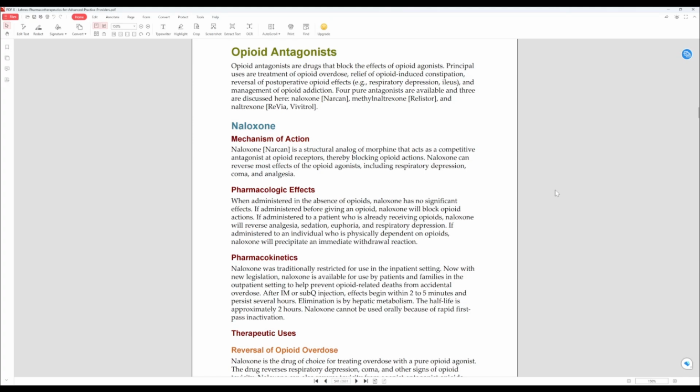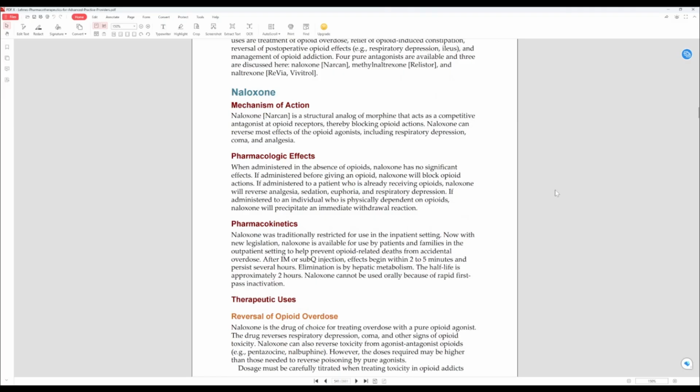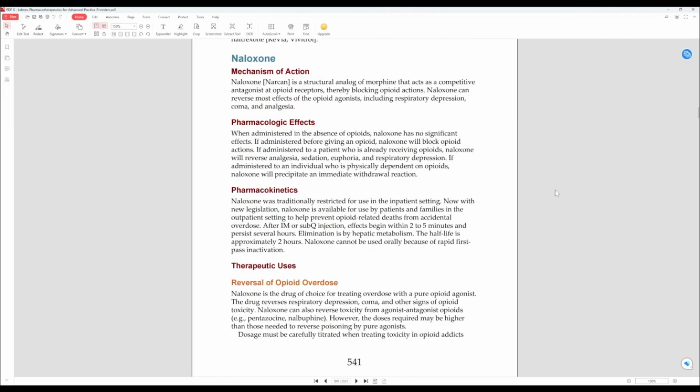Narcan, which is the bread and butter in pretty much all of America at this time. How does it work? Well, it is a structural analog of morphine that acts as a competitive antagonist at opioid receptors, thereby blocking opioid action. Narcan can reverse most effects of the opioid agonists, including the respiratory depression, coma, and analgesia. When administered in the absence of opioids, Narcan has no significant effect.